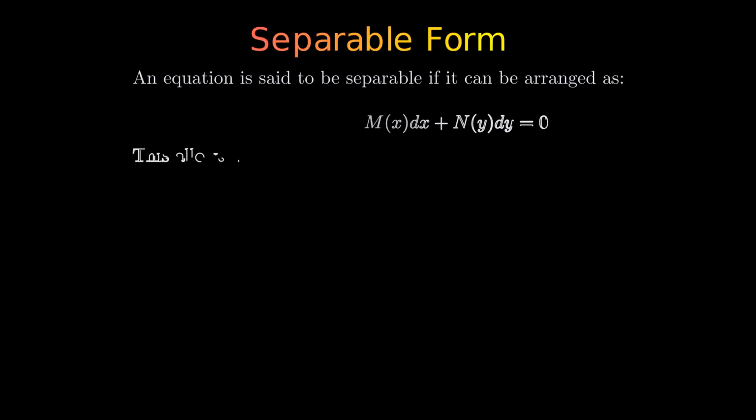An equation is said to be separable if it can be arranged as M(x) dx plus N(y) dy equals 0. This allows us to separate the variables for integration.